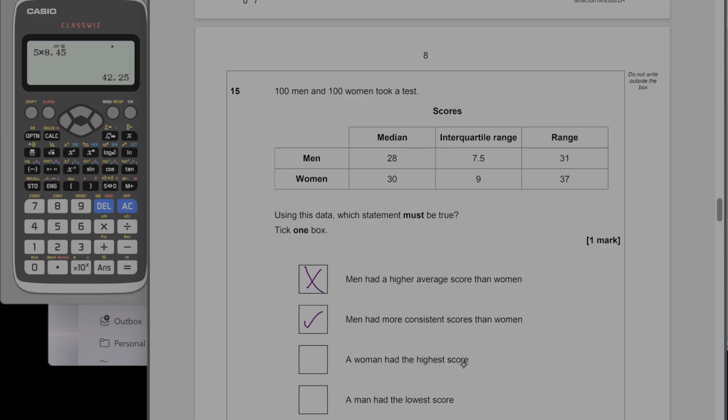Women had a higher score. We haven't got a maximum score. We have got the range, but that doesn't tell us what the smallest value or the largest value is, so that's not true. Men had a lower score. Again, that one's not true, so we're going for that option.